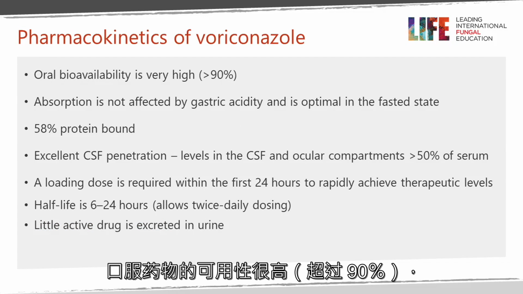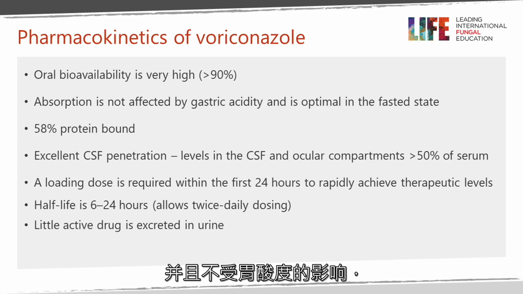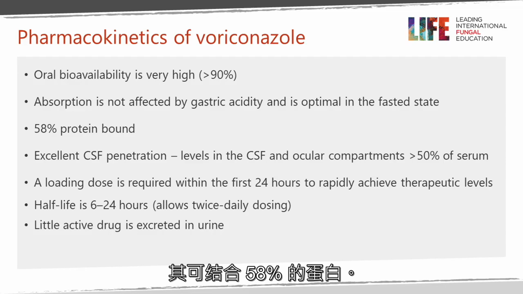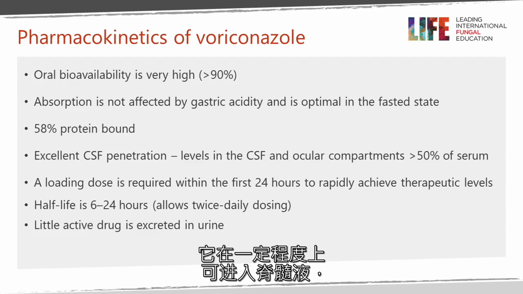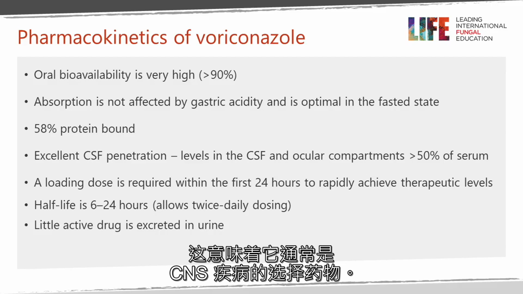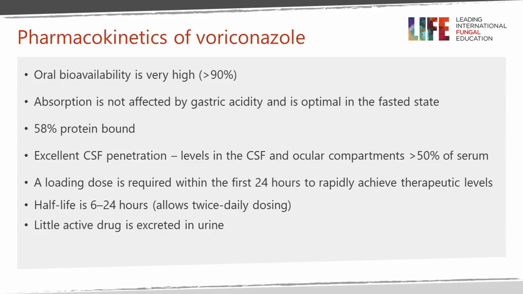The oral availability of Voriconazole is high at more than 90%, and it's not affected by gastric acidity, but it is recommended that medication is taken an hour before food for increased and maximum absorption. It's 58% protein bound. It gets into the spinal fluid to some extent, but certainly into the CSF and ocular compartments. And that means that it is typically the drug of choice for CNS disease.